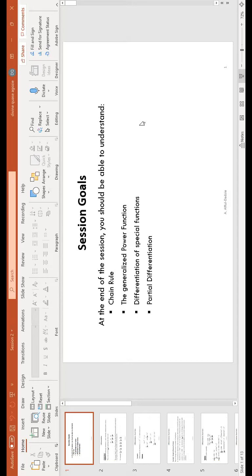This time around, we'll look at the chain rule, understand how we apply the chain rule, and get meaning into it. And we'll apply some more generalized power function rules. We'll also look at differentiation of special functions. There are certain functions that do not behave like the normal functions that you probably would have seen. And if time permits, we may try doing some partial differentials, depending on availability.